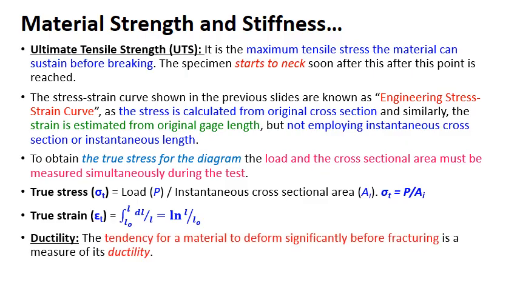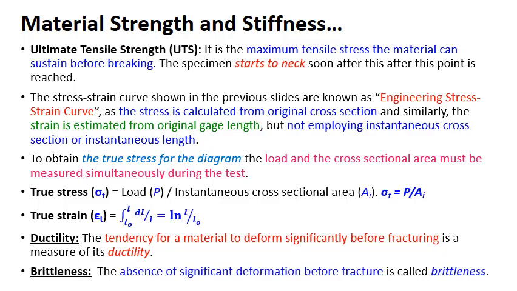Then another important property is ductility. What is ductility? The tendency of a material to deform significantly before fracturing. It undergoes severe plastic deformation. So when a material fails, it gives us a warning so that we can take precautionary measures so that the material will fail safely. Brittleness, on the other hand, means you will have little or no plastic deformation in general.